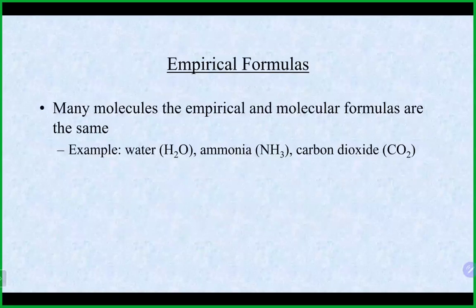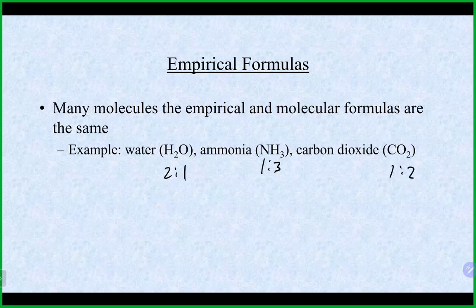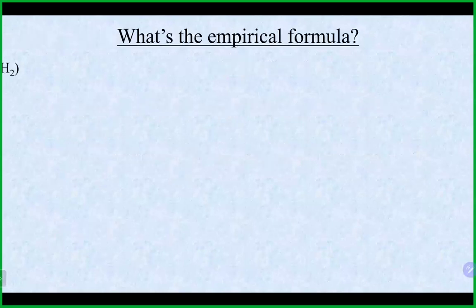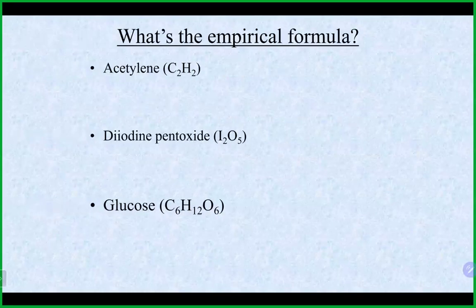And as I mentioned a second ago, things like water, for example, are empirical formulas. NH3, which is ammonia, is also an empirical formula. You can't get any more reduced than that and still have whole numbers, as this is basically a 1-to-3 relationship, a 2-to-1 relationship, and a 1-to-2 relationship. There is no way to reduce those down and still have whole numbers. So again, sometimes the empirical formula and the molecular formula are the same. So why don't you take a moment for each of these? What would be the empirical formula?